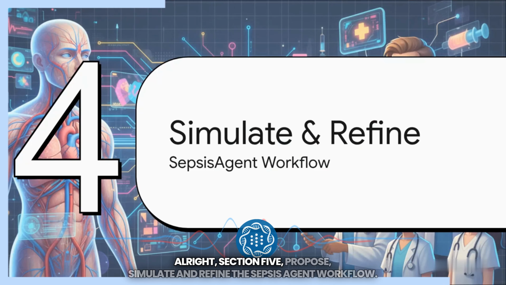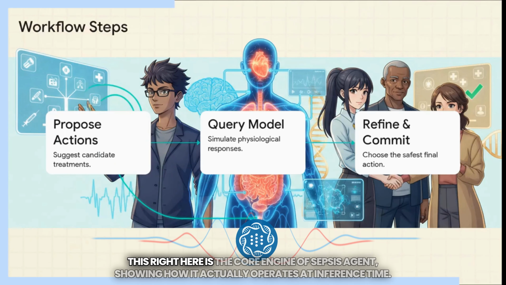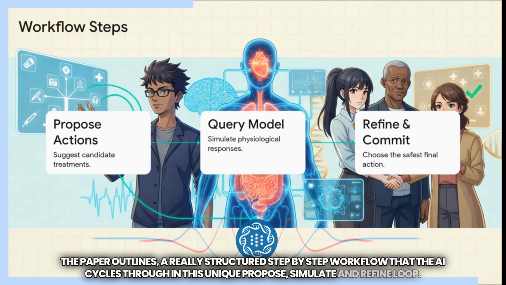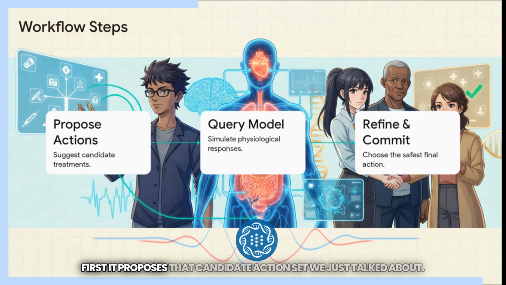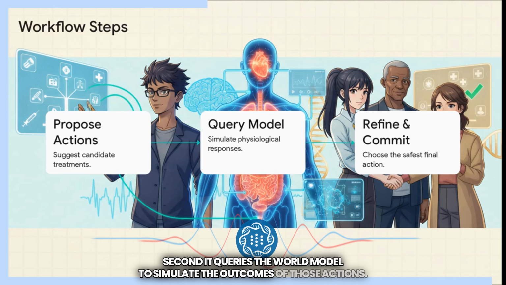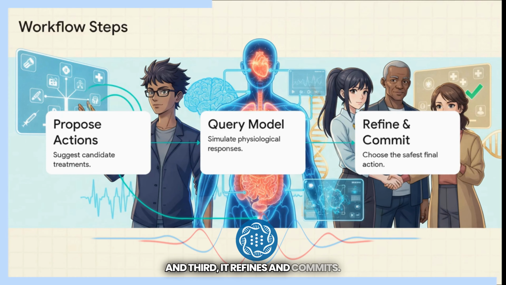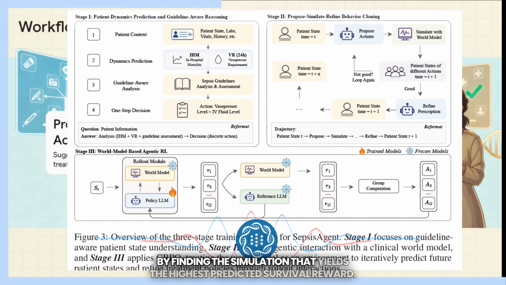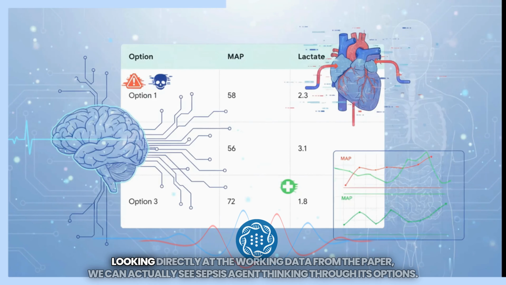All right, Section 5, propose, simulate, and refine, the SepsisAgent workflow. This right here is the core engine of SepsisAgent, showing how it actually operates at inference time. The paper outlines a really structured step-by-step workflow that the AI cycles through in this unique propose, simulate, and refine loop. First, it proposes that candidate action set we just talked about. Second, it queries the world model to simulate the outcomes of those actions. And third, it refines and commits. It compares all these simulated action response pairs and chooses the final treatment by finding the simulation that yields the highest predicted survival reward.